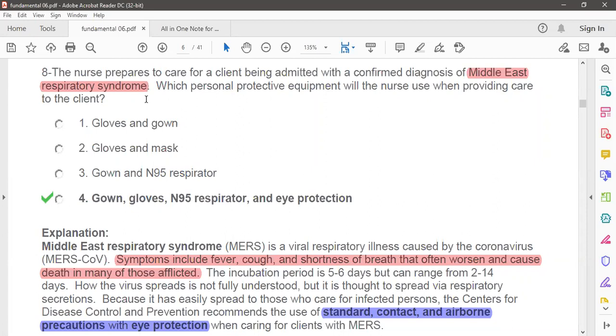So it is better if we use airborne, contact, and standard precautions. That means hand washing, wearing gloves and gown, wearing the N95 respirator and eye protector, because Middle East respiratory syndrome requires contact and airborne precautions. Of the four options, gloves and gown, gloves and mask, gown and N95 respirator, only number 4 contains all of the personal protective equipment: gown, gloves, N95 respirator, and eye protector.